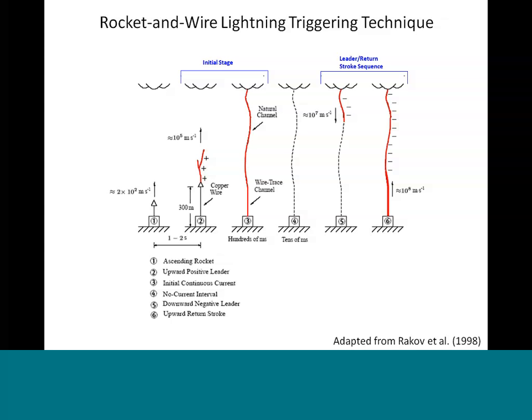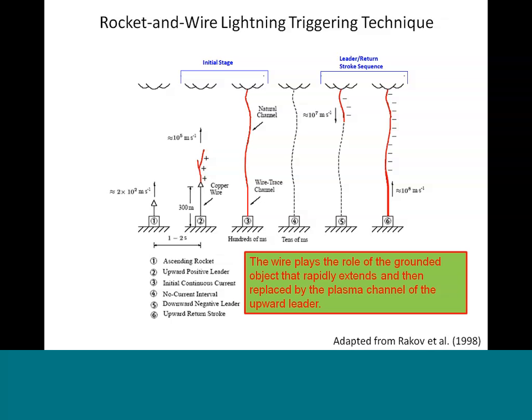And again, the subsequent return stroke travels at a speed of about 1/3 to 1/2 of the speed of light. The wire in the triggered lightning, because we have a rocket that is connected to the wire, and it unreels the wire toward the thundercloud, plays the role of a grounded object that rapidly extends and is then replaced by the plasma channel of the upward leader.